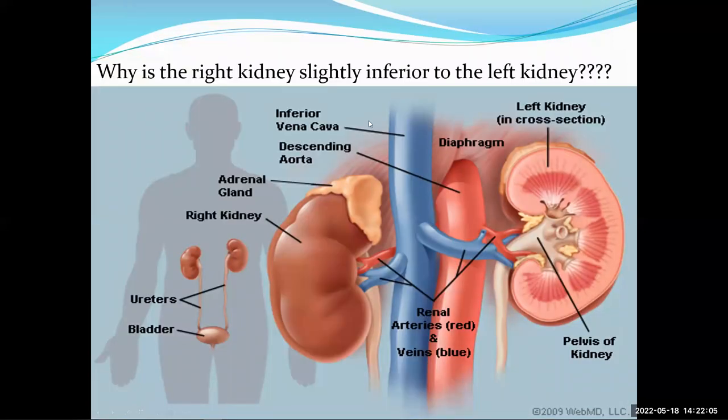So why is the right kidney slightly inferior to the left kidney? If you were to ask that, why would you say that? In other words, the right kidney is lower down than the left kidney. So why is that so? What would you say?